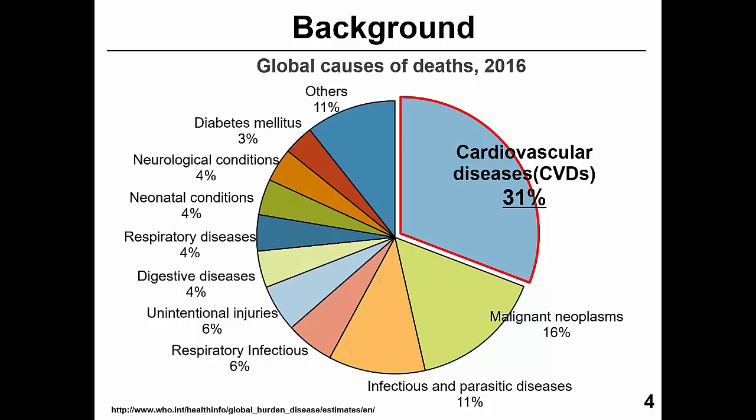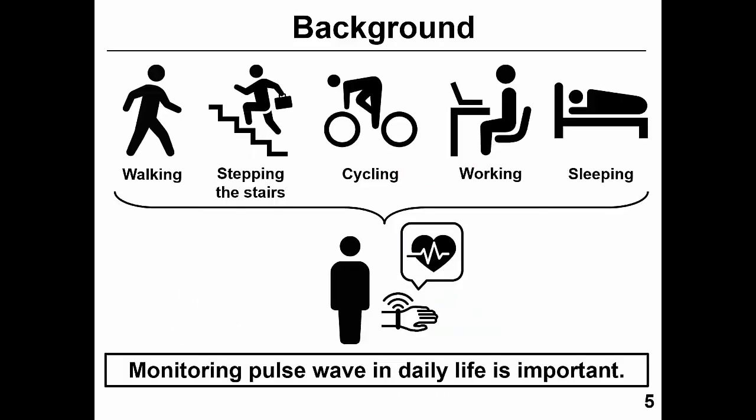This graph shows global causes of death in 2016. As you can see, cardiovascular diseases, CVDs, have become the main causes of death in the world. Abnormalities due to CVDs can be found from biological information such as heartbeat, blood pressure, blood flow velocity, and so on. It is important to detect abnormalities from this information by long-term daily monitoring because this biological information fluctuates in everyday life.